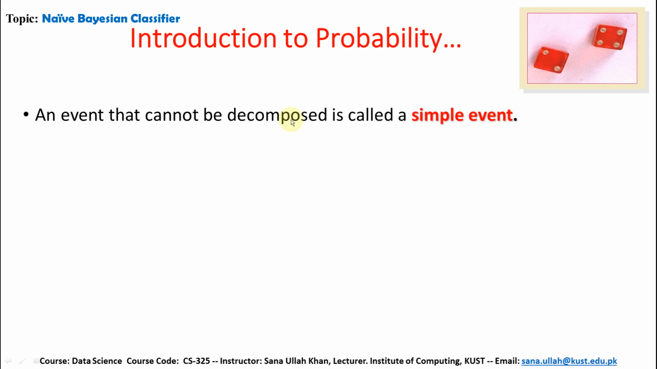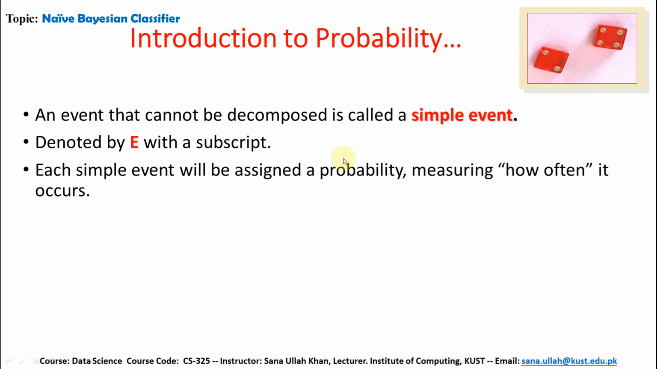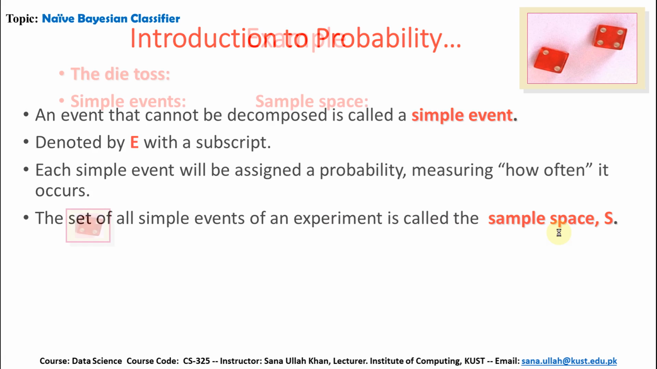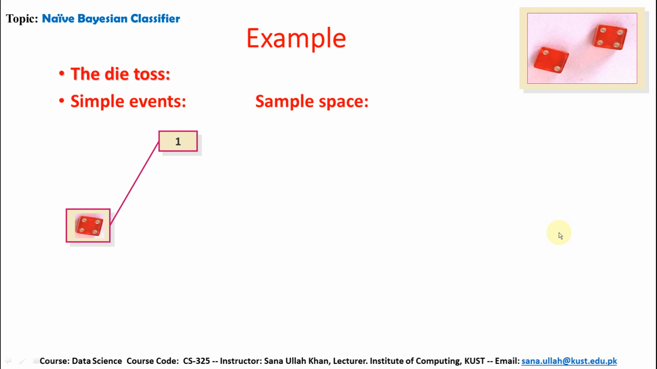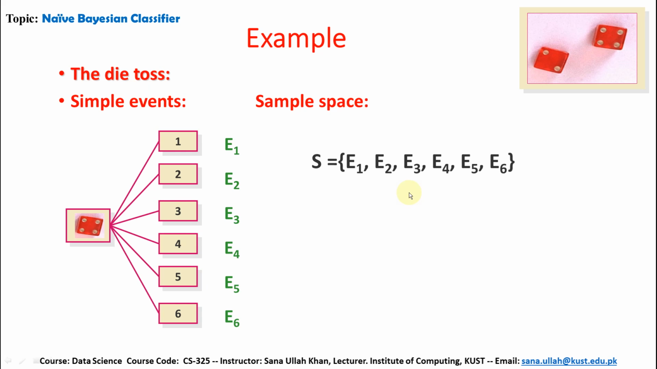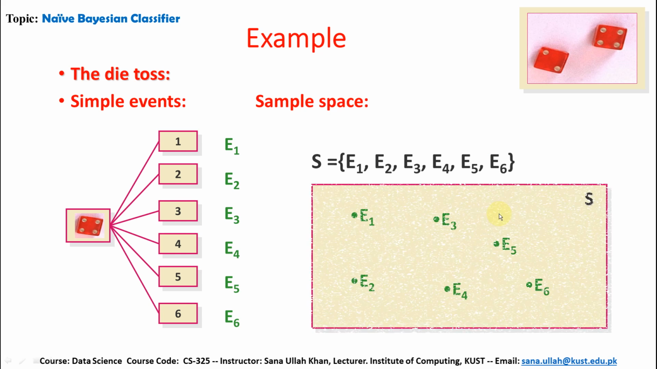An event that cannot be decomposed is called a sample event, denoted by E with a subscript. Each sample event is assigned a probability measuring how often it occurs. The set of all sample events of an experiment is called the sample space. For example, when I toss a die, the sample events will be 6, and their combination is called the sample space.